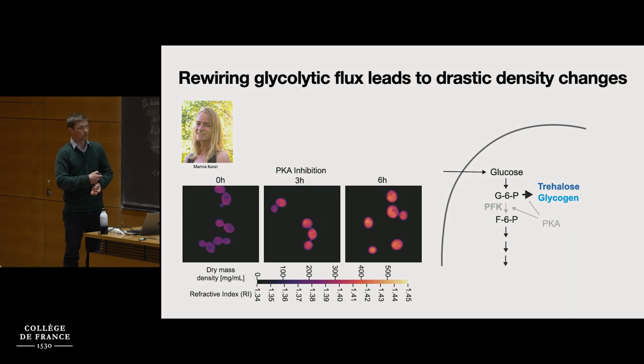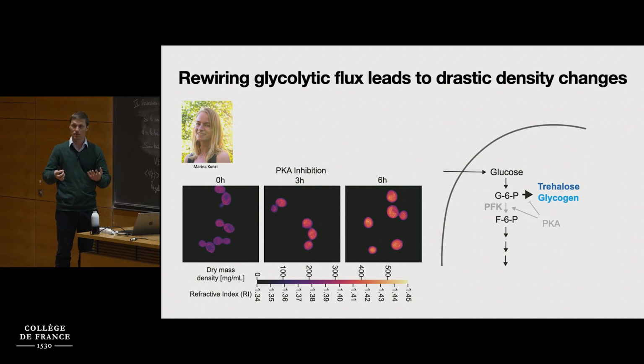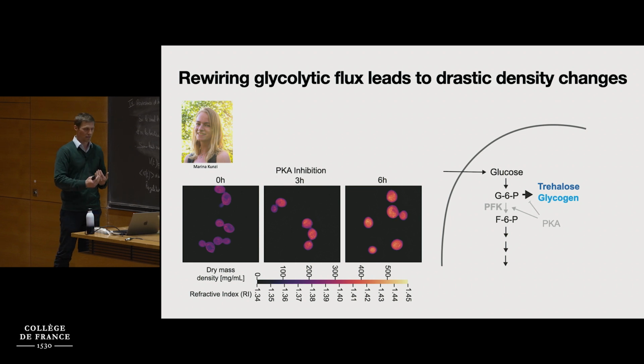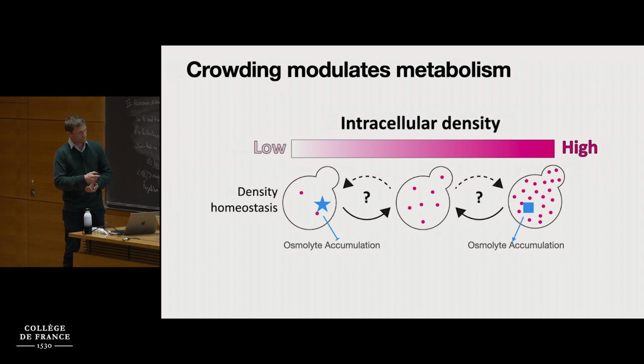When you measure dry mass density in yeast cells after inhibition of protein kinase A, we can see that we get almost a 50% increase of overall dry mass density in these cells. And so I think these experiments really indicate that apart from this regulation of protein synthesis, direct regulation of the metabolism at the level of metabolic enzymes might be really important in the regulation of this crowding in the cytoplasm. Okay, that's what I just said.